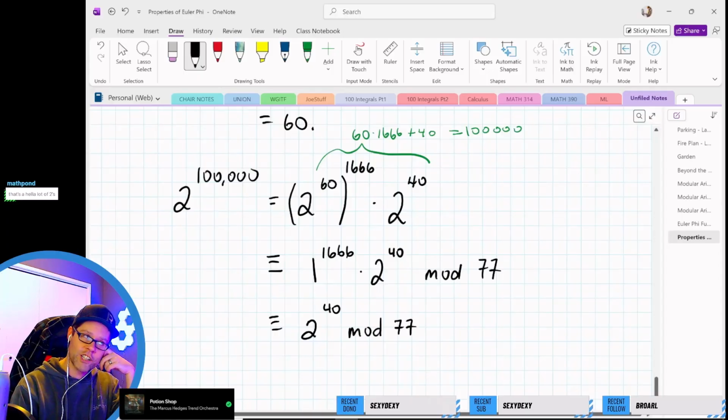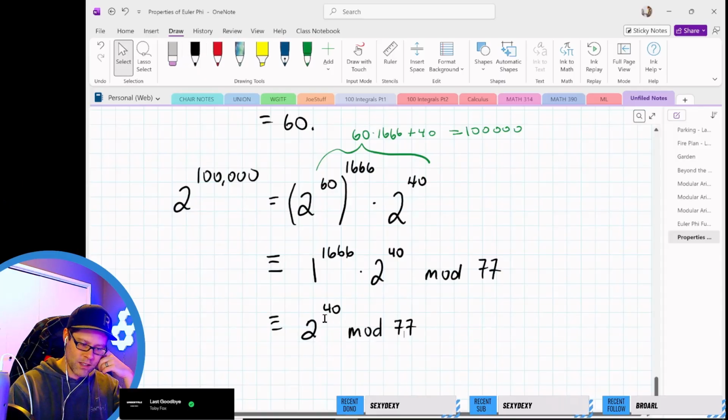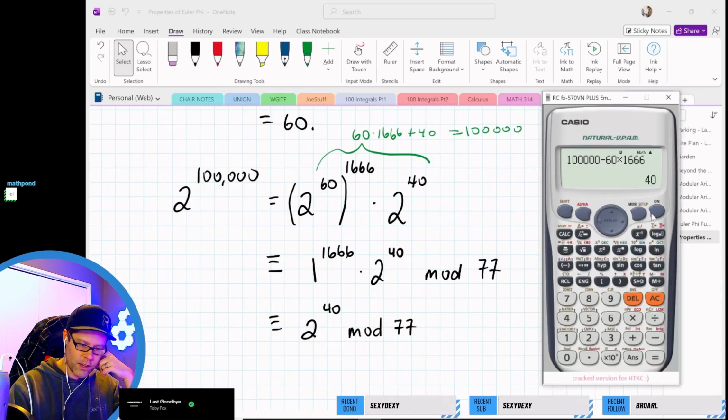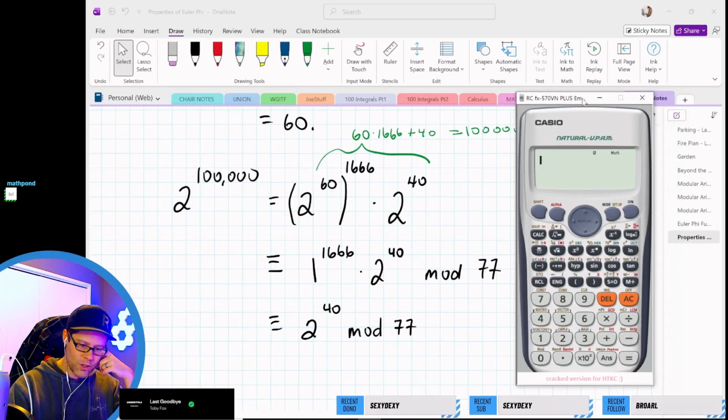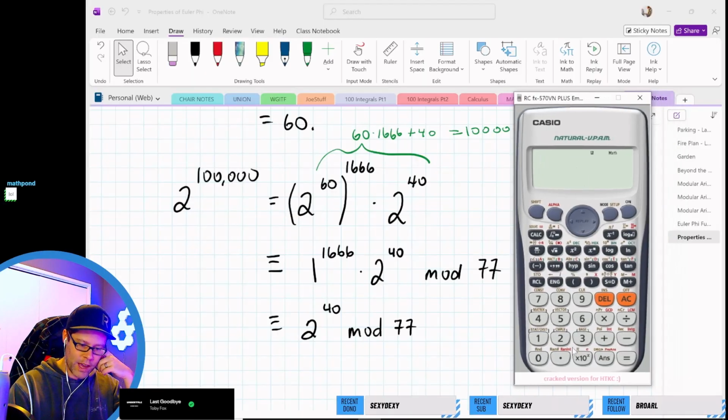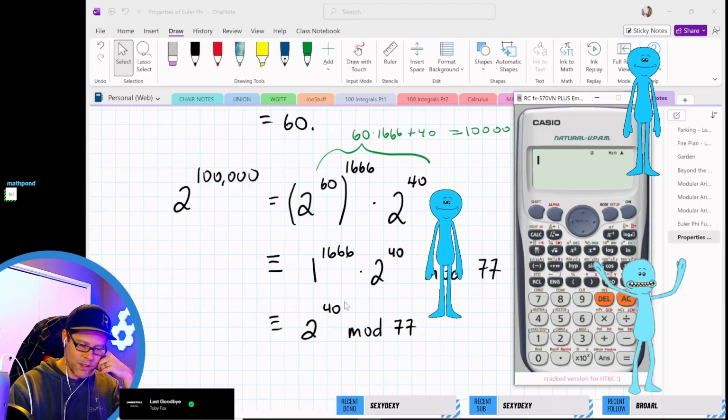Okay, that's still a lot of 2's, though. I mean, this is still pretty big to do division by 77. So can we break this up into things that are easier to work with? My calculator probably can't calculate 2 to the 40, right? Not easily. So I still need to break this down into something that's easier to work with.